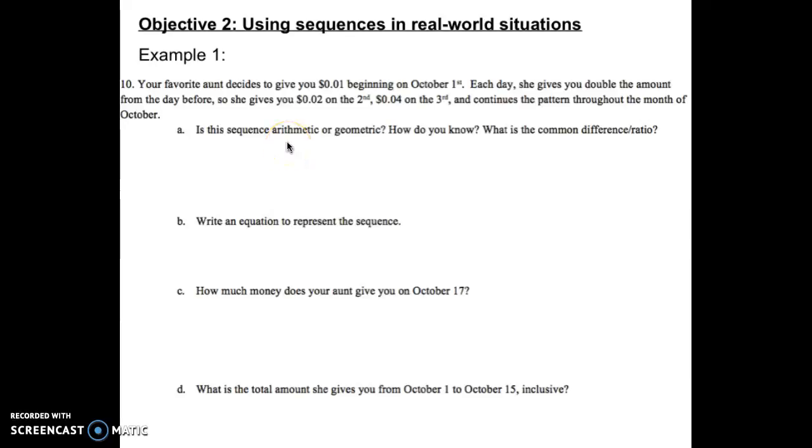All right, objective 2, using sequences in real-world situations. Now to introduce this, there are actually times, and I don't know if you will personally encounter this, but I personally have, where I've had to use this type of math in real-world situations. There'll be 3 example problems you work through that give you an example of how that might come into play.